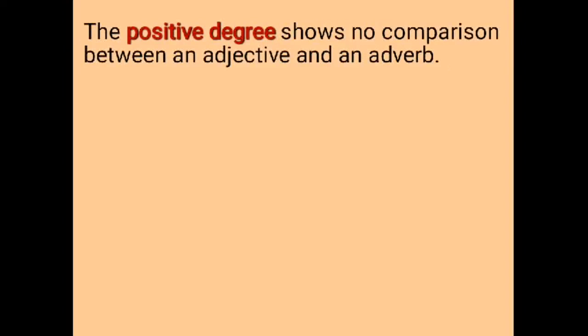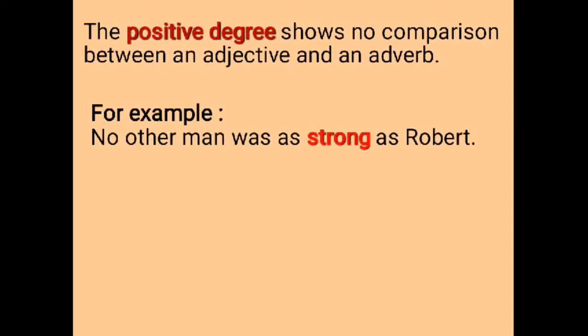The positive degree shows no comparison between an adjective and an adverb. The positive degree is an adjective and an adverb that does not make a comparison. For example, no other man was as strong as Robert. In this sentence, the adjective strong shows the quality. It is an adjective of positive degree.